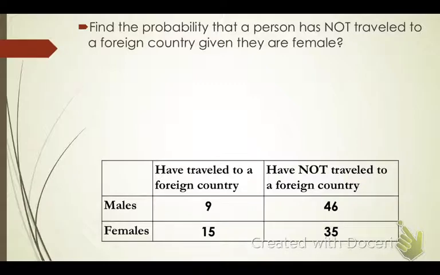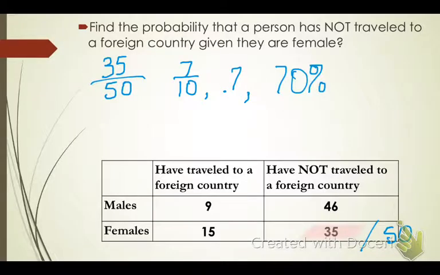Okay, using this same data, find the probability that a person has not traveled to a foreign country given that they are female. Looking at this, that means we only want to look at female numbers. So we total up the row that is female, and we have 50 people in the survey that were female, and out of those, only 35 have not traveled to a foreign country. So 35 over 50 gives us a probability of 70% that a female in the survey has not traveled to a foreign country.